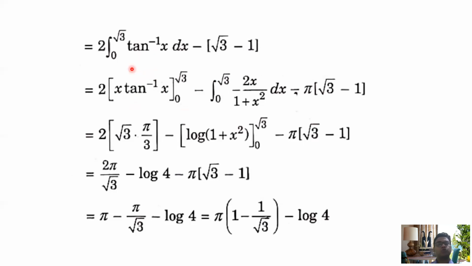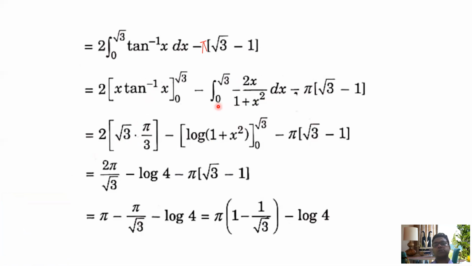Thus, using by parts, 2 times x tan inverse x from 0 to root 3, minus the integral from 0 to root 3 of 2x by 1 plus x square dx, minus pi root 3 minus 1. Your pi is missing; you should write pi here. Typing error. Now from here it is clear: root 3 by pi by 3 and 0. So minus, this is log.